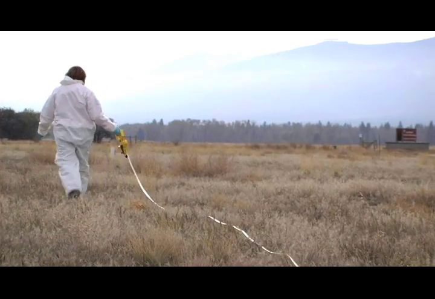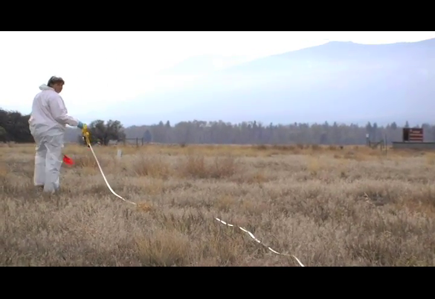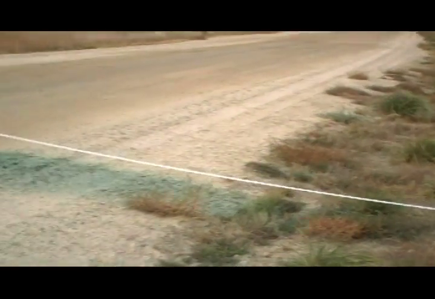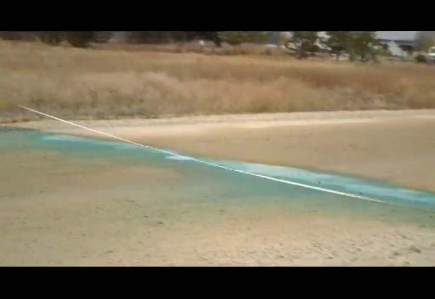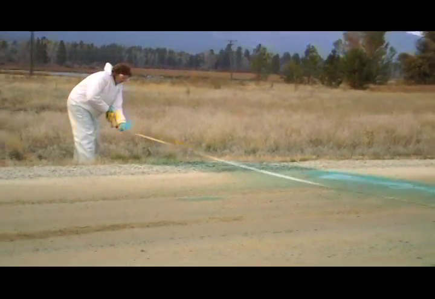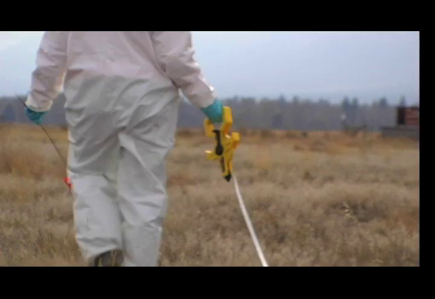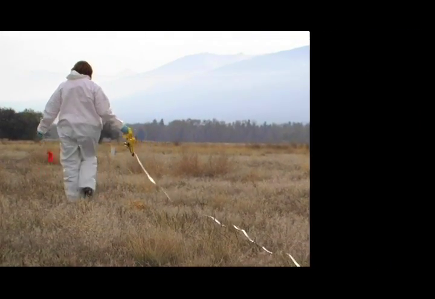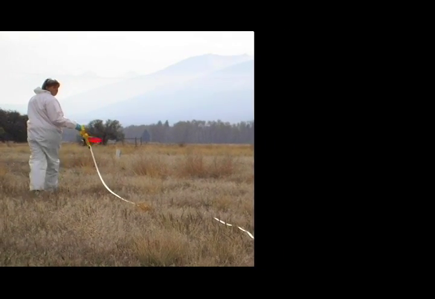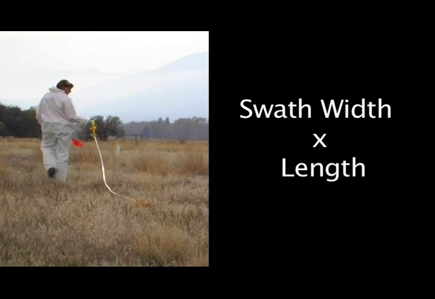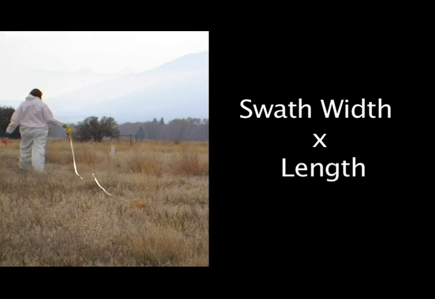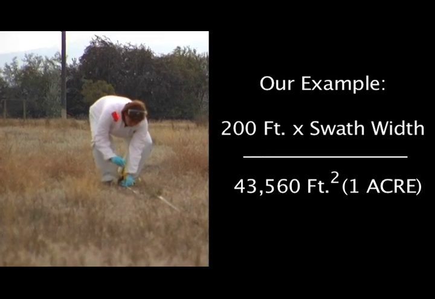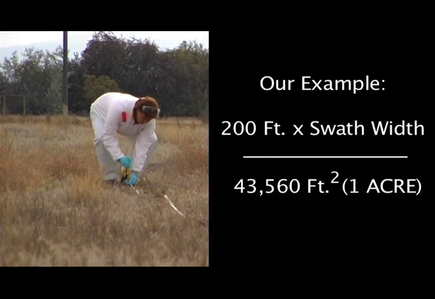To calibrate a boomless or broad jet sprayer, begin by laying out a calibration test strip. The first measurement will be the width of your spray swath as it appears on the ground. The next measurement will be the length of your test strip. For this example, we will use a 200-foot long strip. To determine the area of your test strip in acres, multiply the swath width in feet by the length and convert to acres. 200 feet times the swath width divided by 43,560, the number of square feet in an acre.